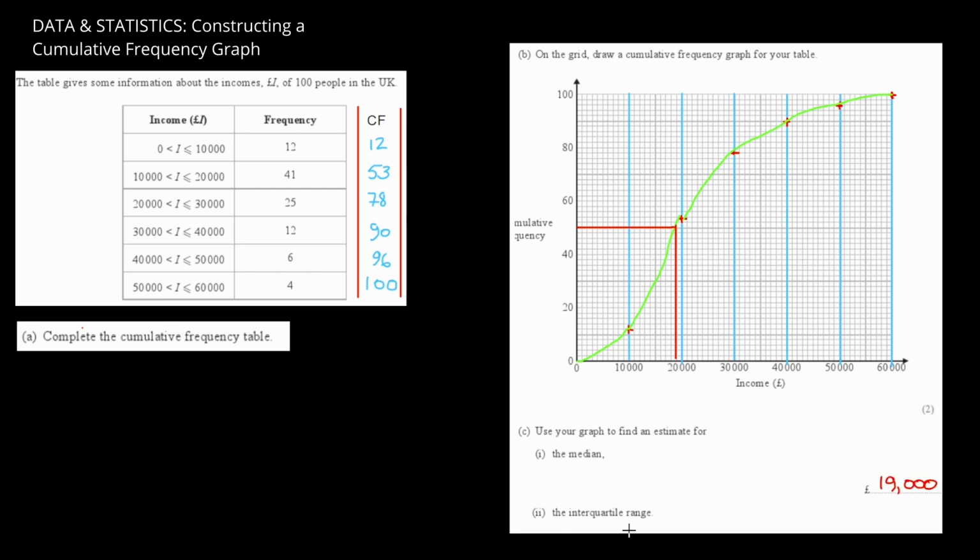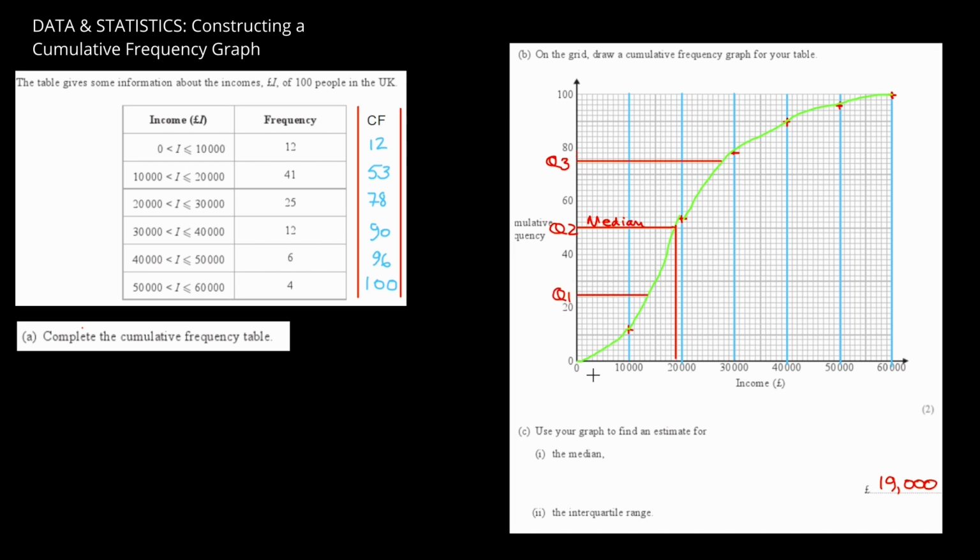Now, in the second part of Part C, they're asking us for the interquartile range. For that, we need to find the quartiles. Just as the median is here, at the halfway point, this is actually quartile number 2. Quartile number 3 will lie halfway in between this point and 100. Halfway in between 50 and 100 is 75. That line there is Q3. And Q1 will be halfway between the median and 0, which will be at 25.